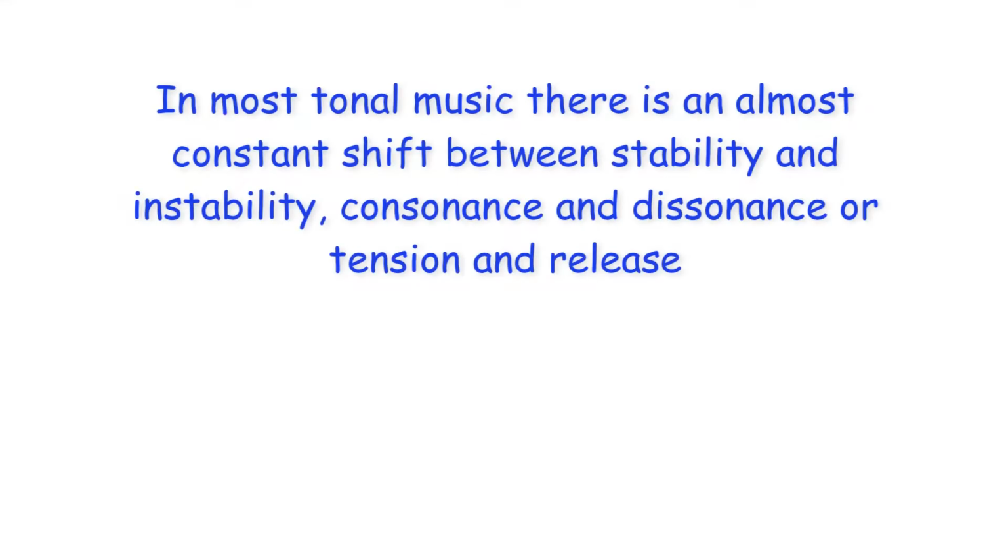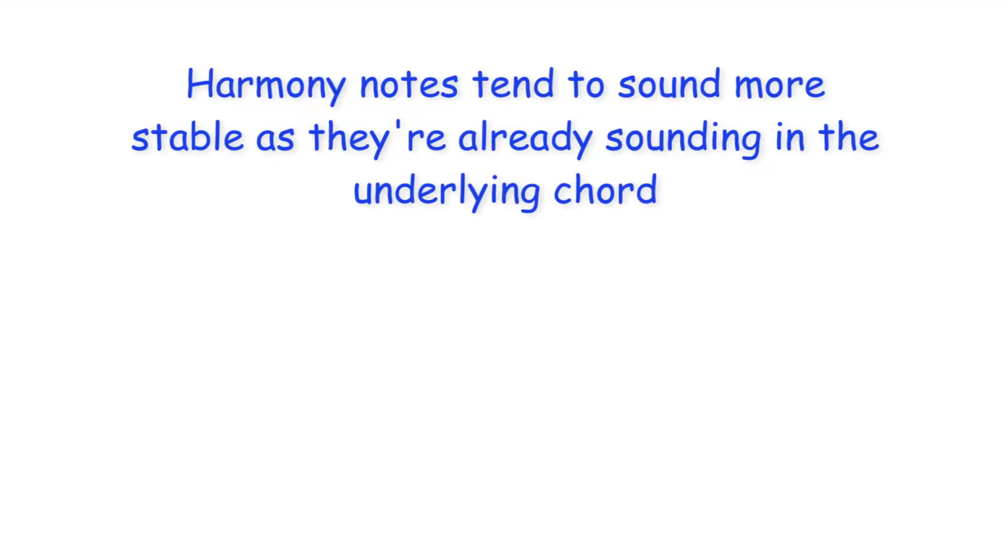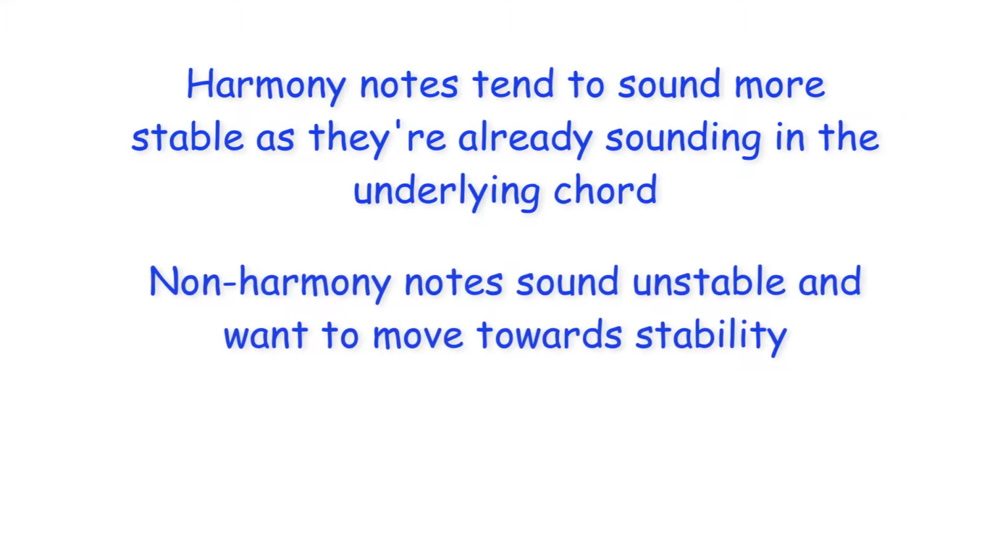In most tonal music, there is an almost constant shift between stability and instability, consonance and dissonance, or tension and release, which is partially achieved through the interplay of harmony and non-harmony notes. Harmony notes tend to sound more stable, as they're already sounding in the underlying chord, while non-harmony notes sound unstable and want to move towards stability.